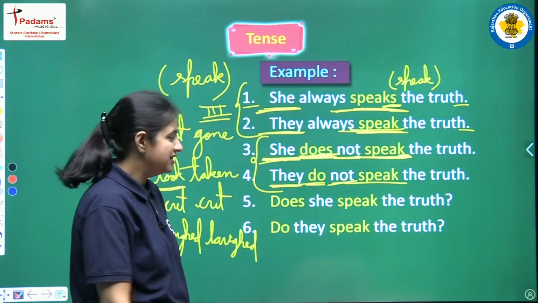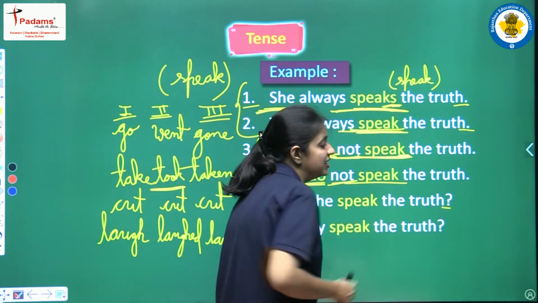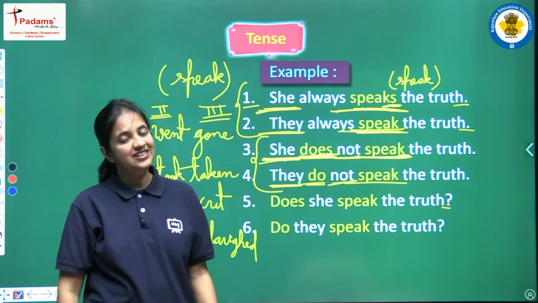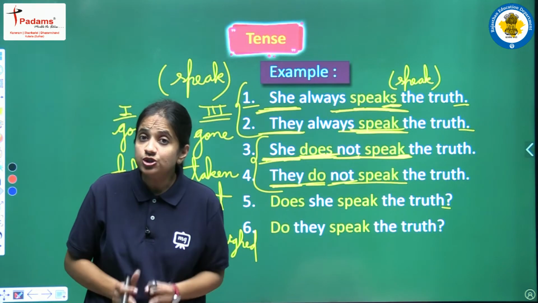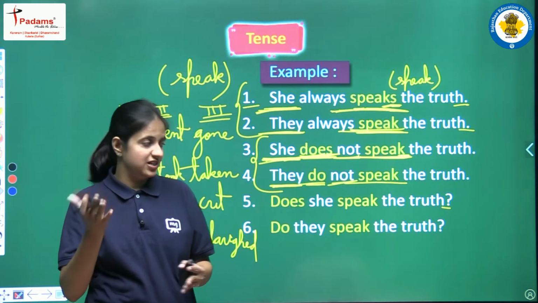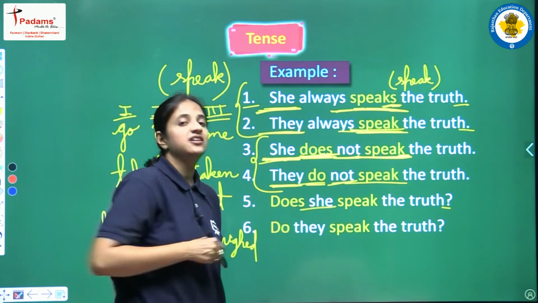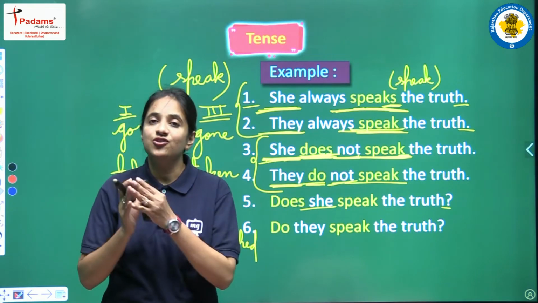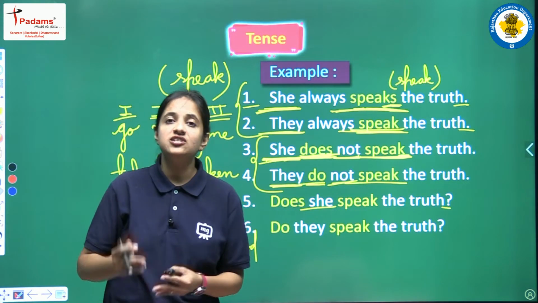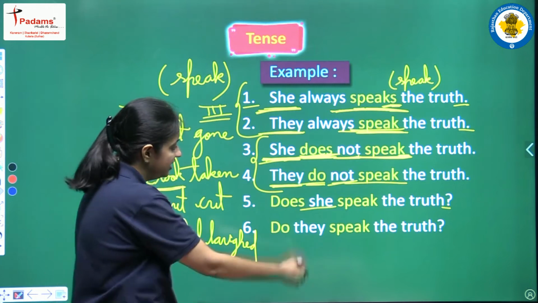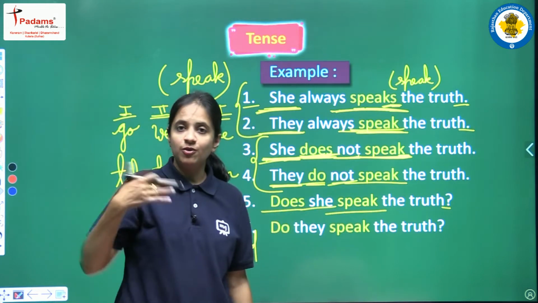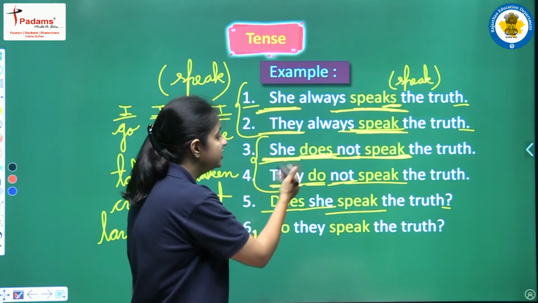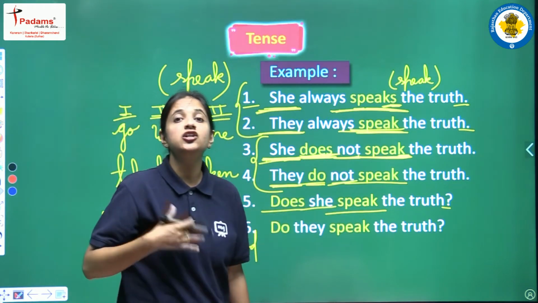Next example is does she speak the truth? So first of all, we will see that at the end we are having one question mark. It means this is an interrogative sentence, and again in the interrogative sentence we use do and does, but again according to the subject. The subject is she, and we all know that she is a singular subject. So for singular subjects we always use does. So we will write does, and we use the first form of the main verb, that is speak again. So our sentence will be does she speak the truth?